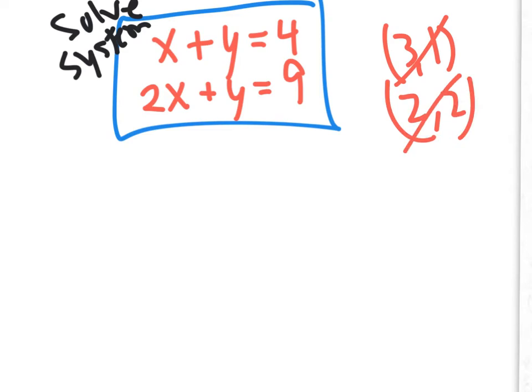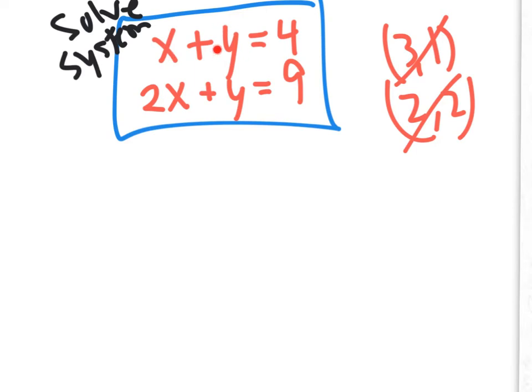I'll give you guys a hint. Think about negative numbers involved also. 6 and -2, let's try that. 6 plus -2, that's 4. 2 times 6 is 12, plus -2 is 10. Super close, but not 9.